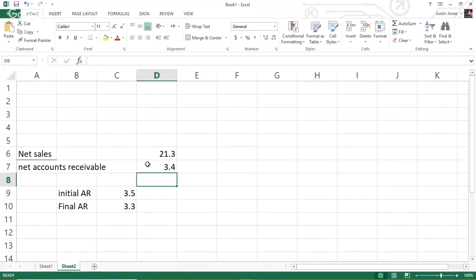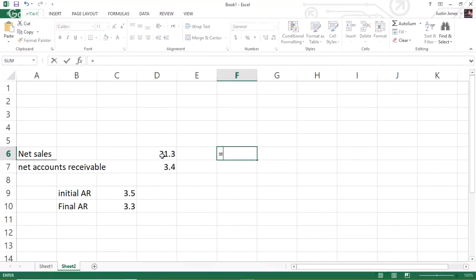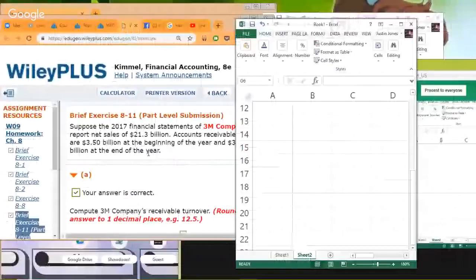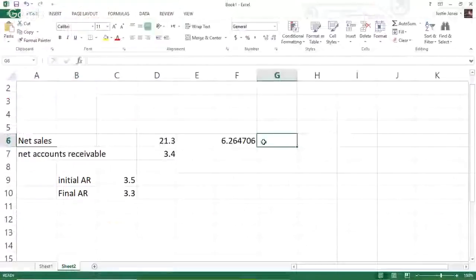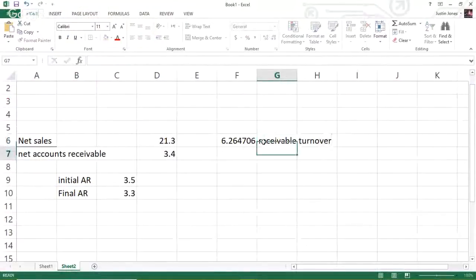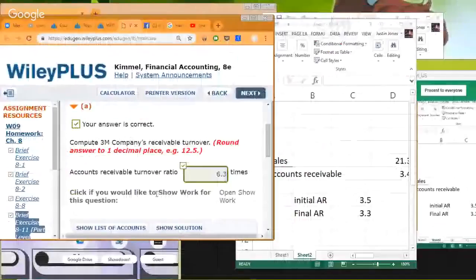But in the real world, you're going to have a lot of numbers to deal with, and maybe for a specific reason, like you want it quarterly or something, so those numbers aren't going to be exact. Anyway, then you take the 21.3 and divide it by 3.4, and that is going to give you the receivable turnover. Okay, so 6.26, about 6.3, and that is the right answer.